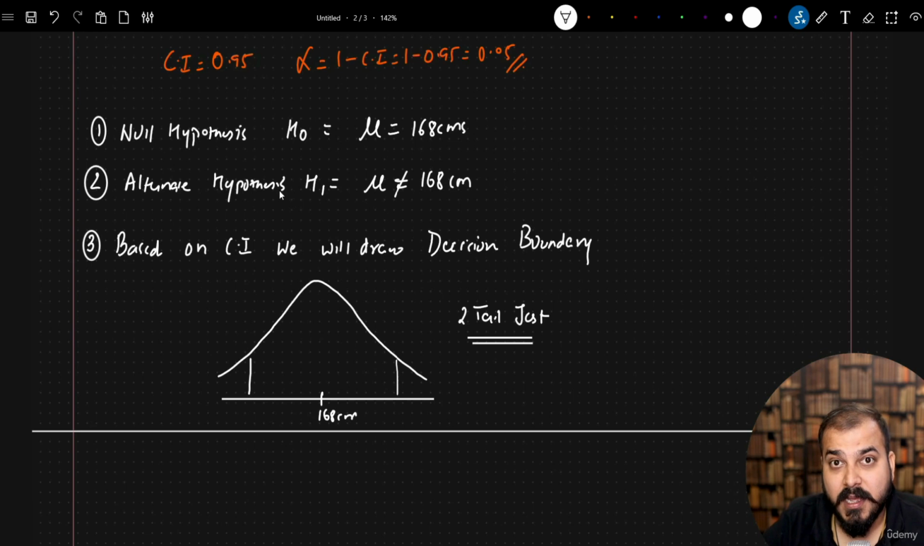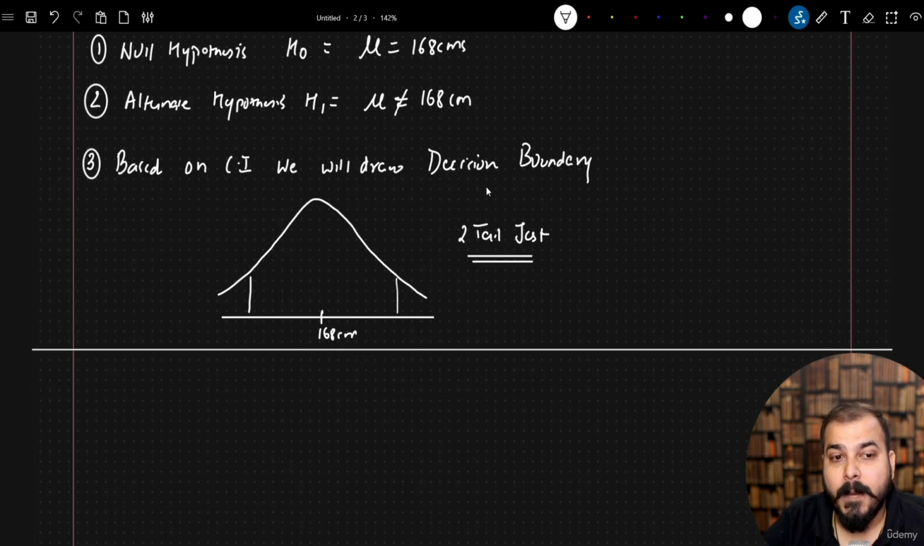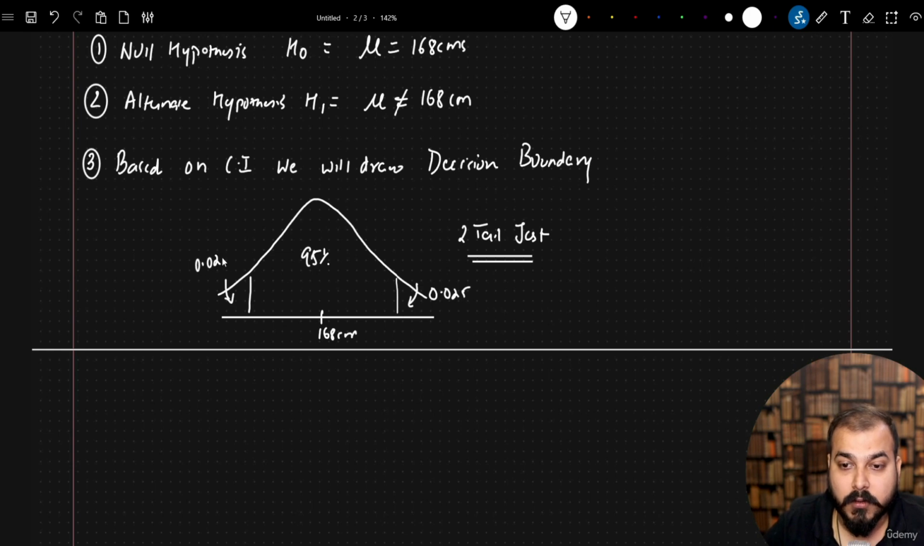Why am I saying it is a two-tailed test? Understand what the null hypothesis is. The null hypothesis is that the mean is equal to 168 centimeters, and the alternate is that the mean is not equal to 168 centimeters. So what I am testing is whether my sample height is greater than or less than 168 centimeters. So we are checking in both directions, and based on both directions, we are checking it for a 95% confidence interval. When I say 95% of the area is over here, then the remaining area, if we divide it into the two extreme ends, will be 0.025 on this side and 0.025 on this side. So this is the area that we are testing.